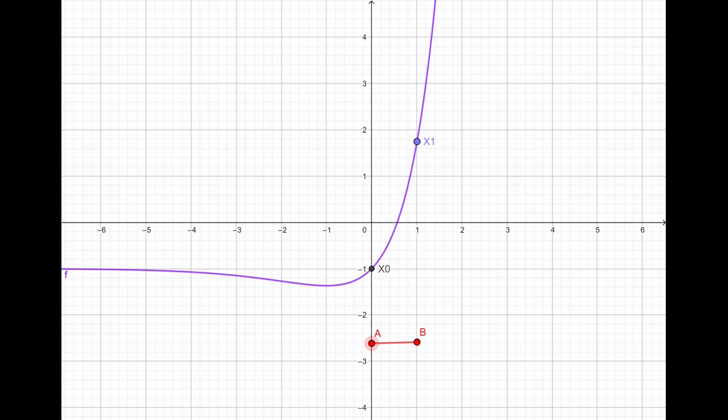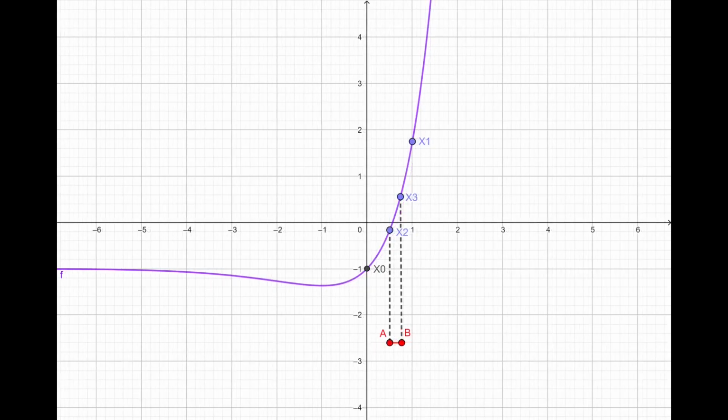Then we repeatedly bisect the interval and select the subinterval in which the function changes sign, so that it must contain the root. So we found the x2 value using x0 plus x1 by 2, and we can see that the value of the function at x2 is negative. So our new interval will be x1 and x2. Similarly, we will bisect this interval and find the value x3. We will repeat this procedure until the required accuracy is met. This method gives us the approximate solution of the equation.